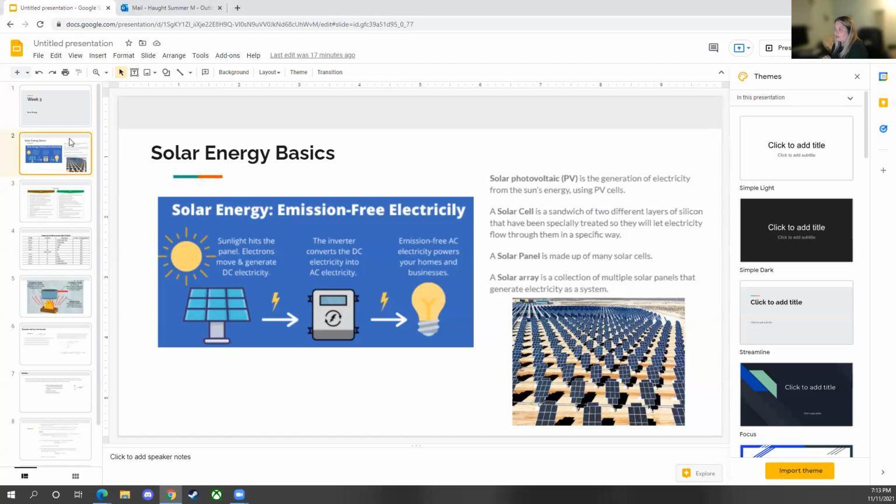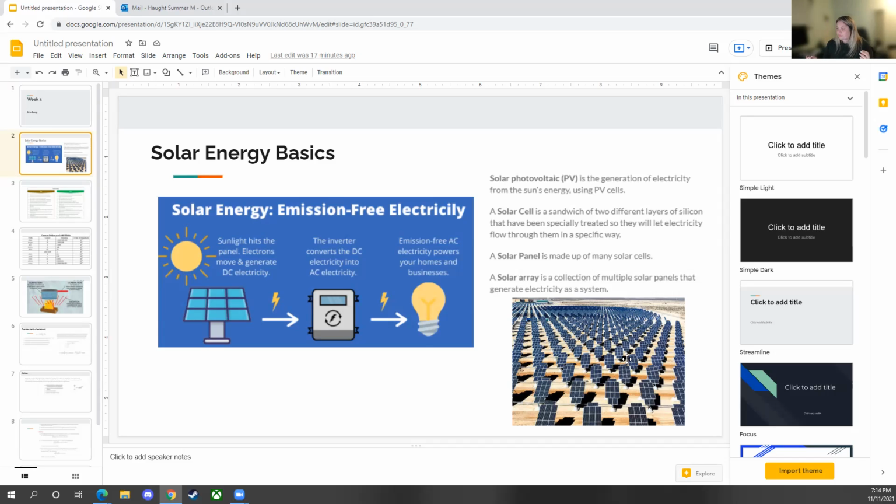On the right there, I found this document that showed definitions of key terms when talking about solar energy, and I think they're really important terms to note. So you might have heard the term solar photovoltaic, or PV. That refers to the solar panels. So solar panels are called solar PV panels. It's the generation of electricity from the sun's energy using PV cells, which are just the panels shown here.